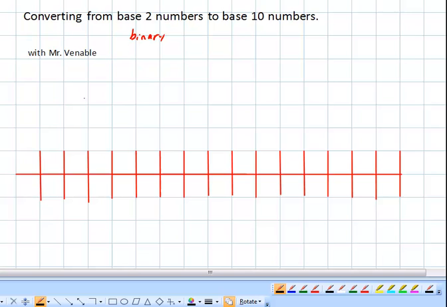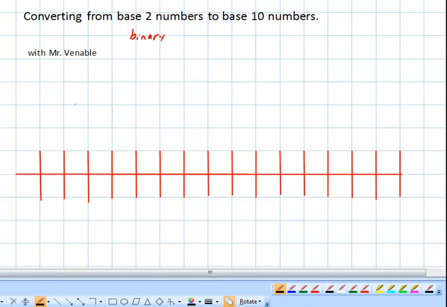But the binary system is based on powers of 2, whereas our number system is based on powers of 10, right? When we say base 10, 10 to the first, that's the tens place. 10 to the second, the hundreds place. 10 to the third, thousands place. And of course, 10 to the zero, the ones place. So that's why it's called base 10 and base 2, because it's dealing with exponents there.